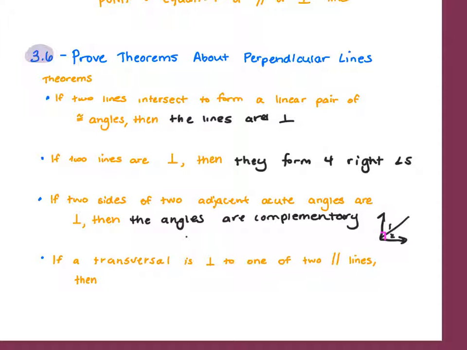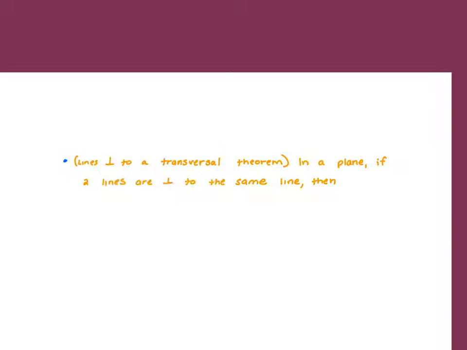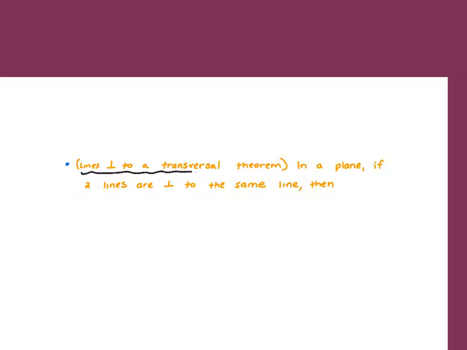The next one says if a transversal is perpendicular to one of two parallel lines, then it is perpendicular to the other line. And the last one, and this one has a name, lines perpendicular to a transversal theorem, says in a plane if two lines are perpendicular to the same line, then they are parallel, which we also talked about under section 2.3.